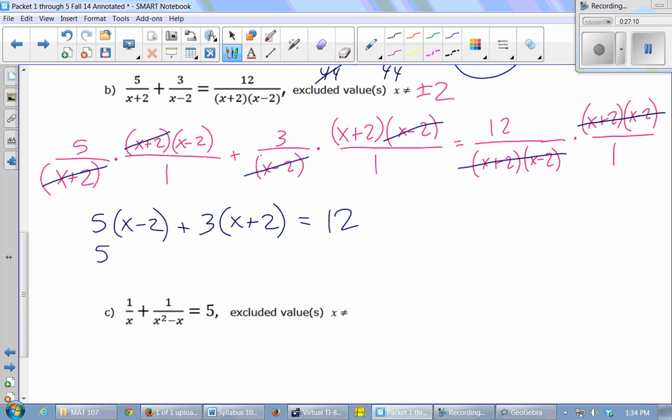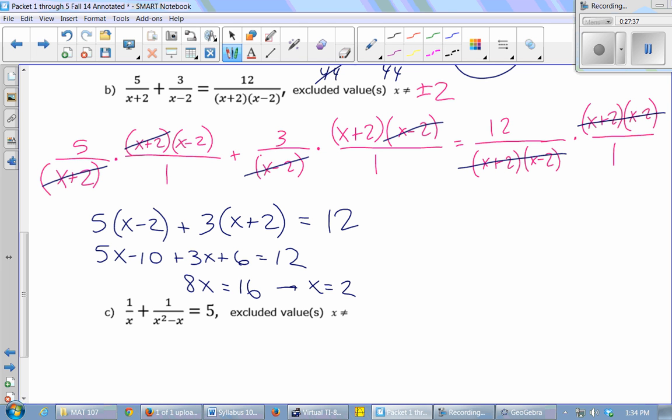So just to quickly finish, 5x minus 10 plus 3x plus 6 equals 12. And so we have 8x equals 16. So x equals 2. Is that the solution? Why not? Because x can't be 2. That was like the first thing I said. X can never be 2.